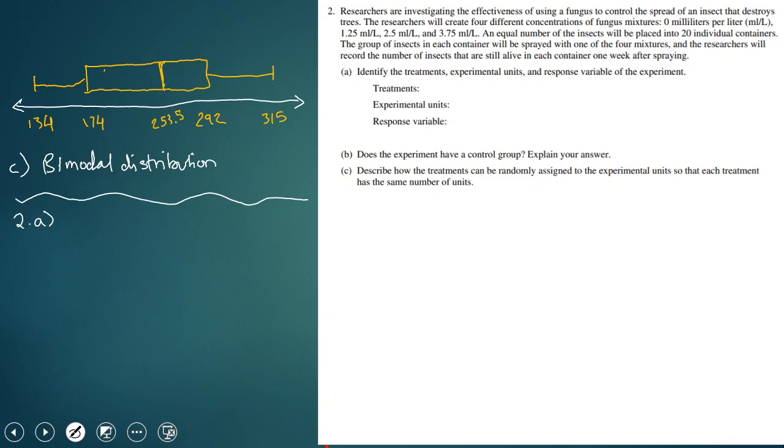2A. So question 2 says, researchers are investigating the effectiveness of using a fungus to control the spread of an insect that destroys trees. The researchers will create 4 different concentrations, 0, 1.25, 2.5, and 3.75 milliliters per liter. An equal number of the insects will be placed into 20 individual containers. The group of insects in each container will be sprayed with one of the 4 mixtures, and the researchers will record the number of insects that are still alive in each container 1 week after spraying. Okay, so question 2A says, identify the treatments, experimental units, and response variable of the experiment.